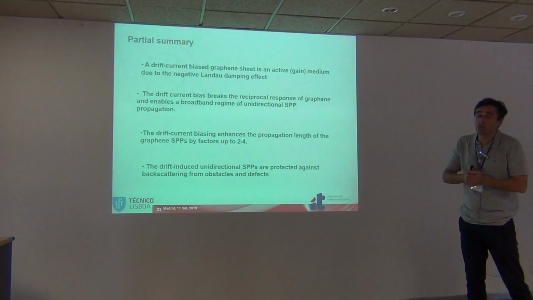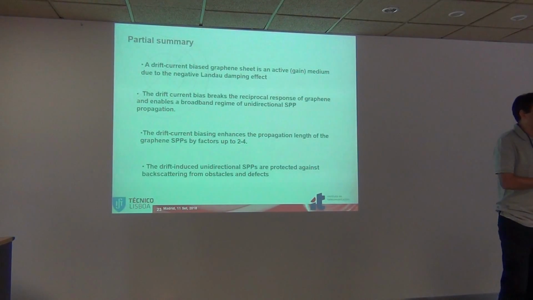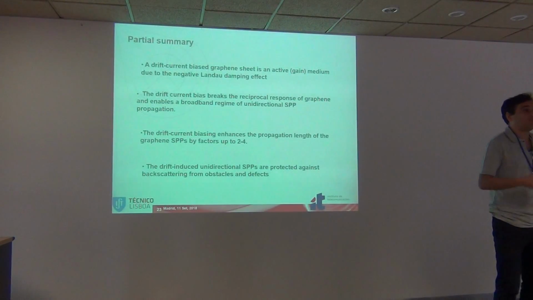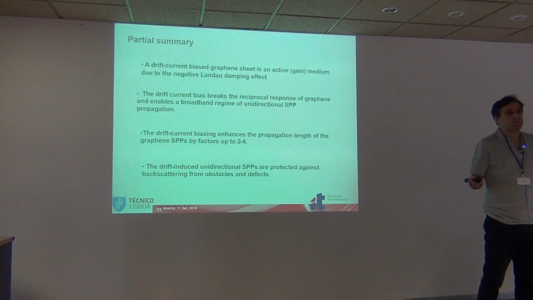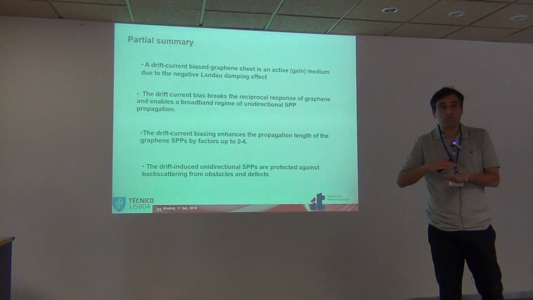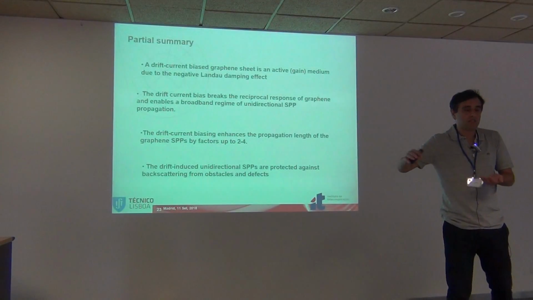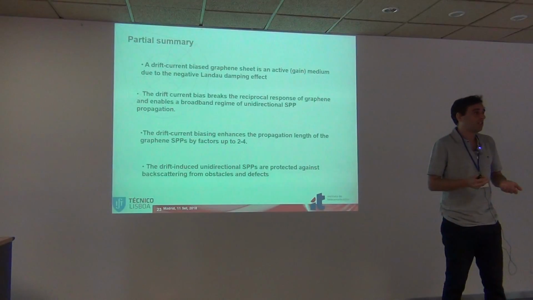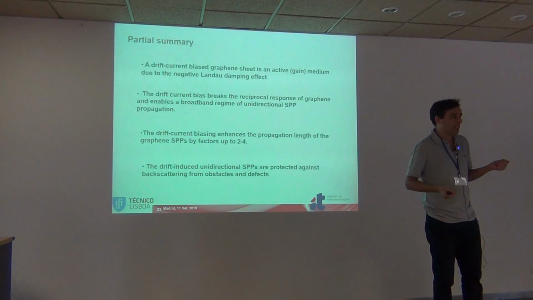So basically what I showed you is that this graphene with the drift current can be a very interesting platform, because first of all, it can be an active material, and so this raises all kinds of opportunities. And second, you can use it as some sort of optical isolator. And it can have many advantages compared with systems, for example, with magnetic fields.